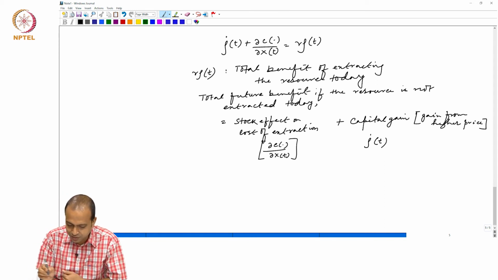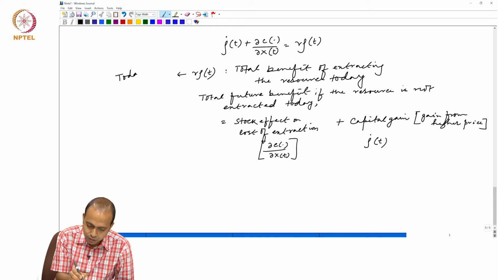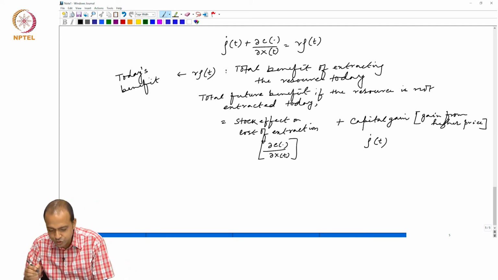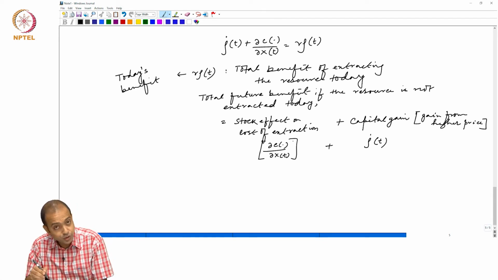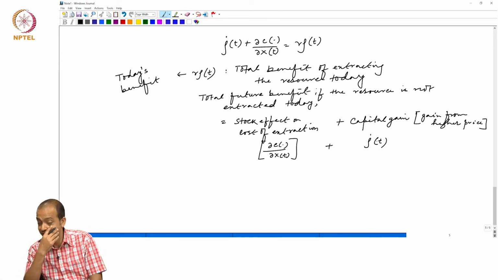Today's benefit is given by r into rho t, and tomorrow's benefit is actually a summation of these two benefits, the stock effect on cost of extraction and capital gain denoted by rho dot t. So, this is a very simple rule that we have derived from the cost of extraction of a non-renewable resource. We have derived the price condition.